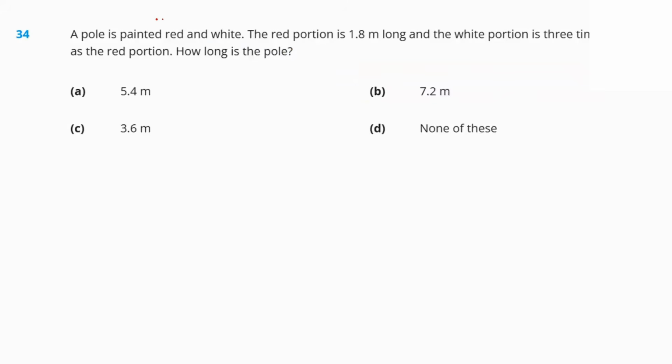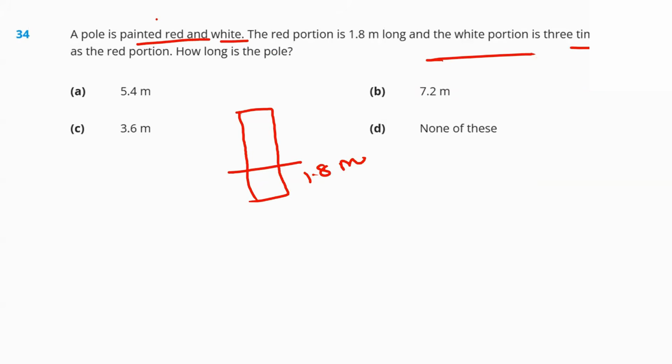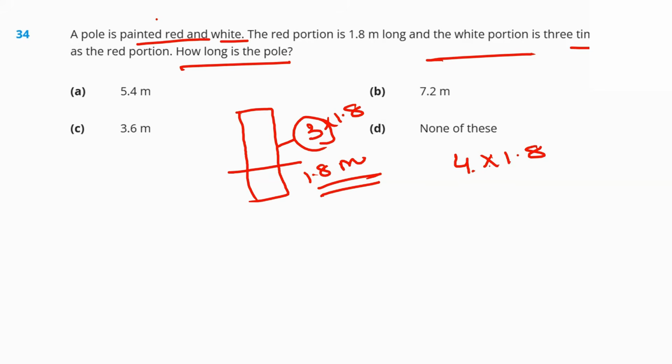Next, question number 34. A pole is painted red and white. The red portion is 1.8 meters. The white portion is 3 times this, 3 times 1.8. So how long is the pole? The pole is basically 3 times 1.8 plus one more time 1.8. 4 times 1.8: 4 8s are 32, carry 3, 4 1s are 4 plus 3, 7. 7.2 meters, option B is the answer.